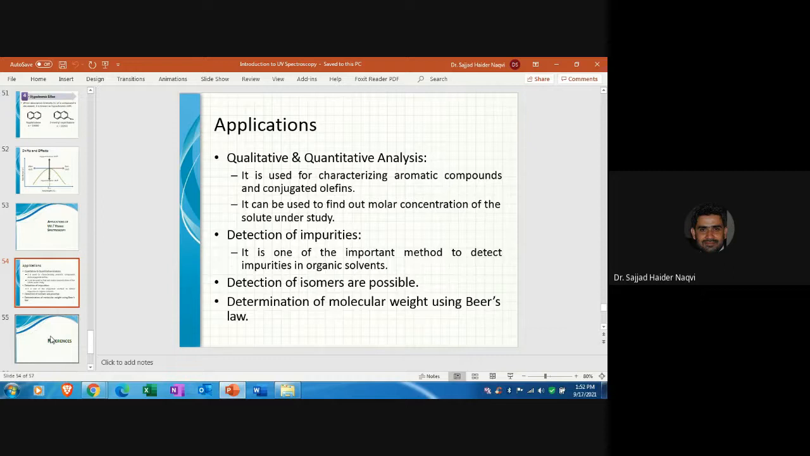This technique of UV visible spectroscopy can also be used for the detection of isomers, because different isomers have different configurations, and because of different configurations they would have different absorption capacities at specific wavelengths. So we can differentiate between two different isomers based on the knowledge of their maximum absorption wavelength. Then determination of the molecular weight by using the Beer law that we have already studied. So this is all about UV visible spectroscopy.